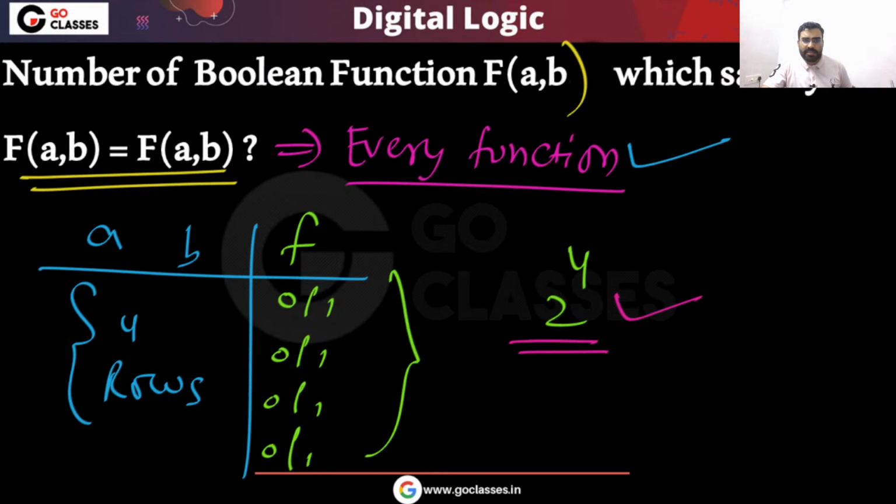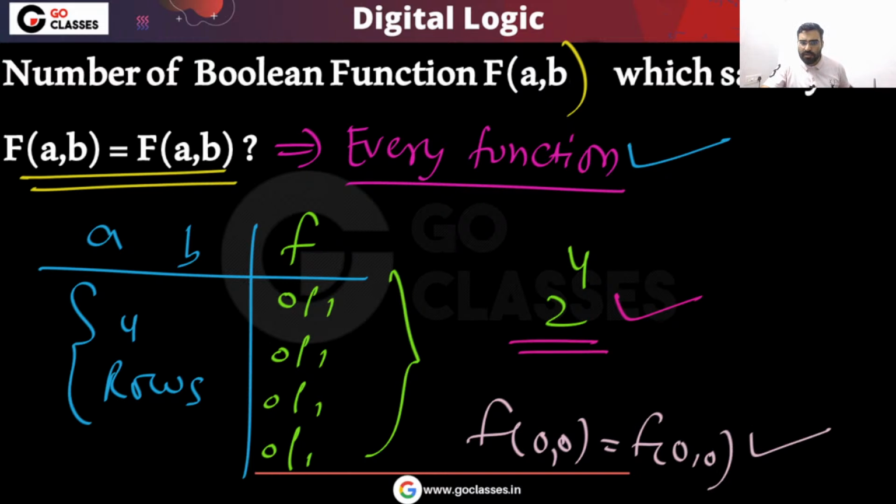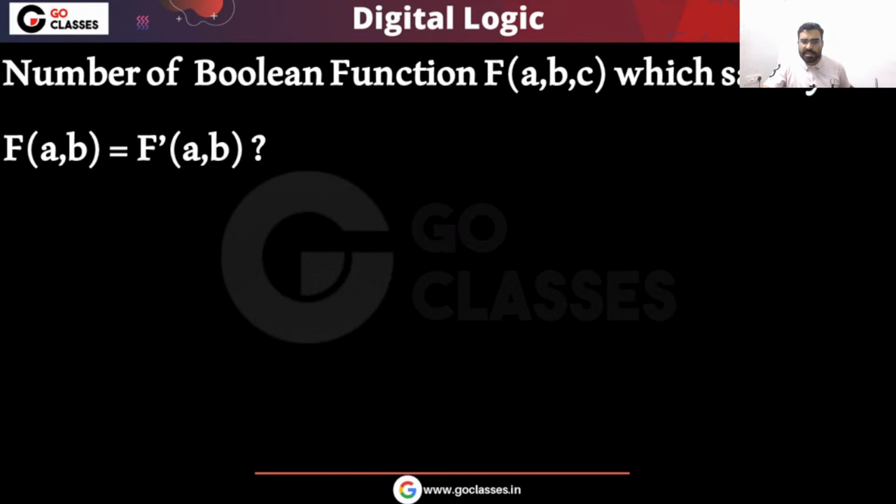f(a,b) is the same as f(a,b). It simply means f(0,0) is the same as f(0,0), and f(1,1) is the same as f(1,1). So the answer will be 16.